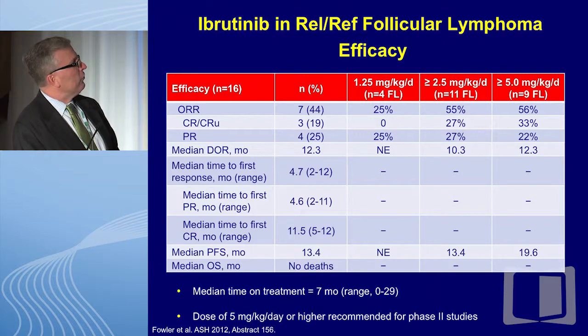There were 16 patients with follicular lymphoma. And as you look across the board, the overall response rate was about 44%. If you look at those that got higher doses, up around 50%. About a third of patients had CR/CRUs. Median time of treatment, 7 months. Progression-free survival depends on the dose that the patient got. So this is clearly an active drug. This is a small number of patients, 16.